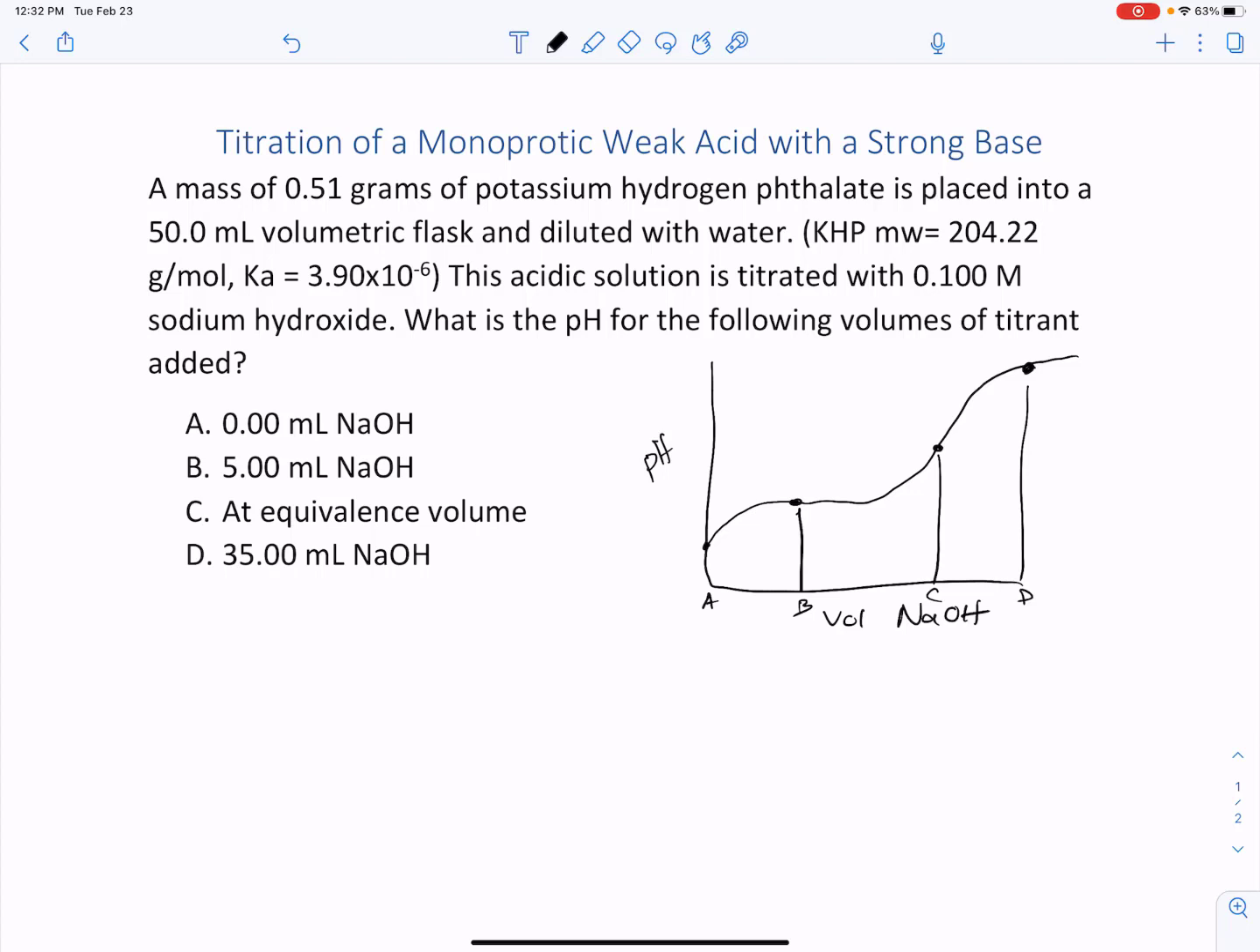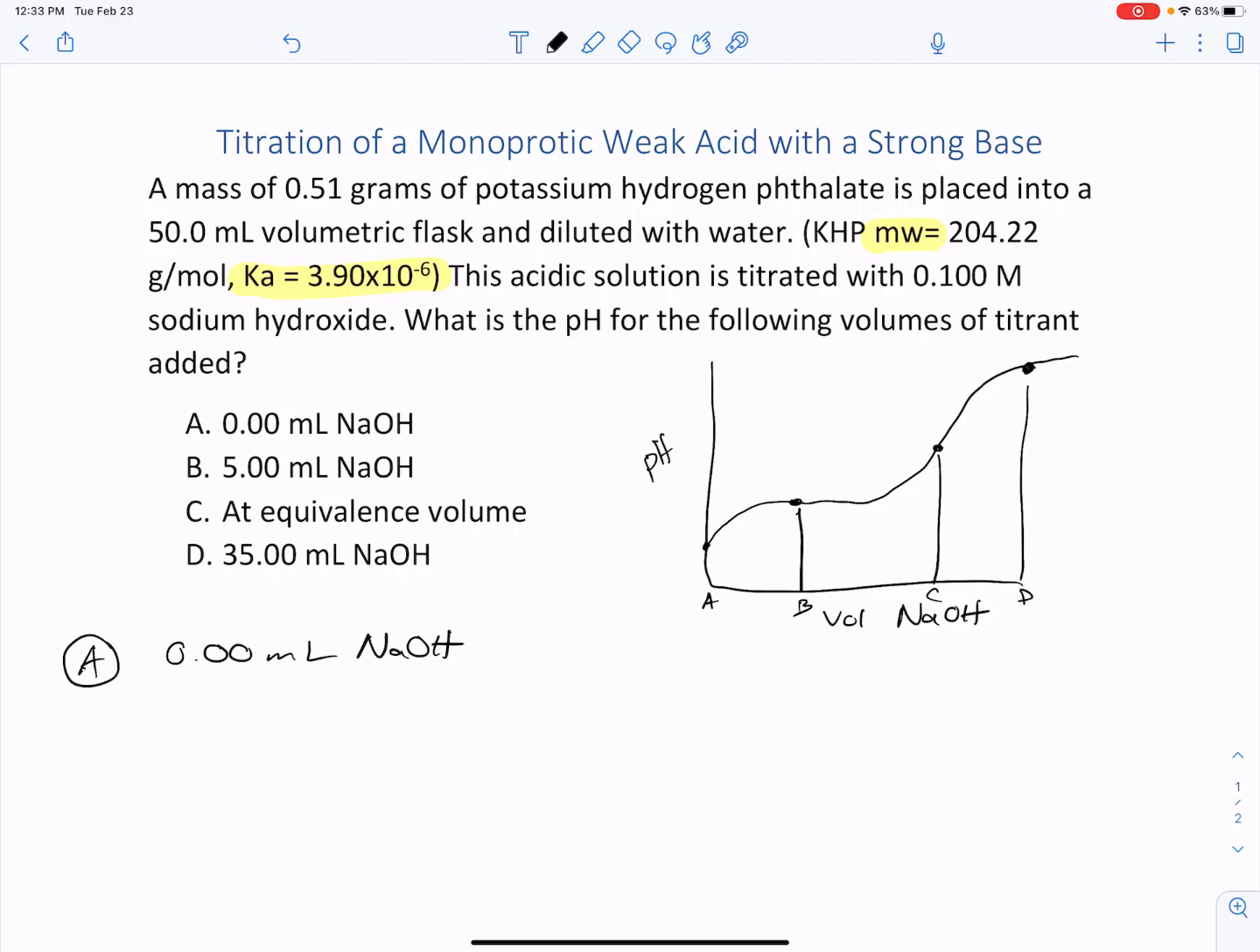So to begin with, for letter A, we haven't added any titrant at this moment because it's 0.00 milliliters of sodium hydroxide. So no titrant has been added. So what do we know? That means that all that's going to determine the pH is our potassium hydrogen phthalate and the water. Now we know the Ka of our solution, and we also know our molecular weight. We're going to need those two pieces to go forward.